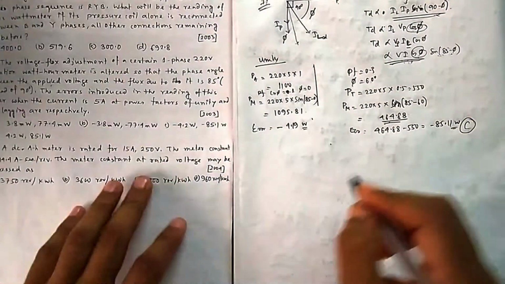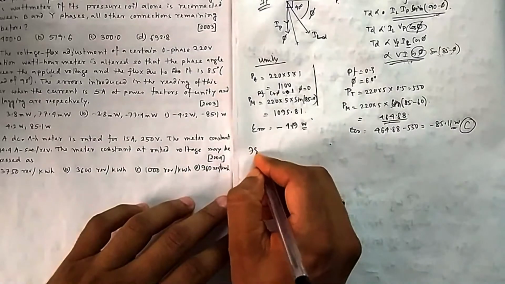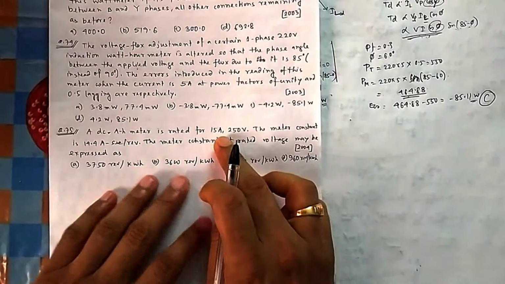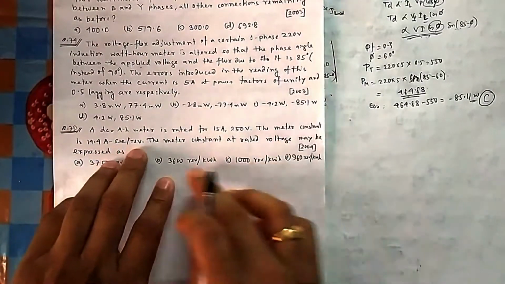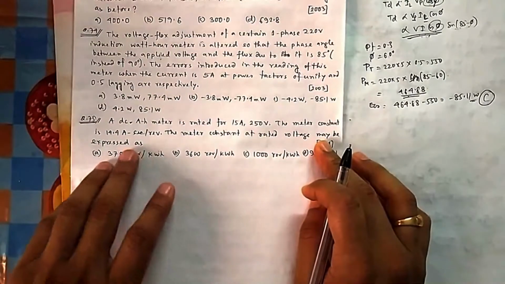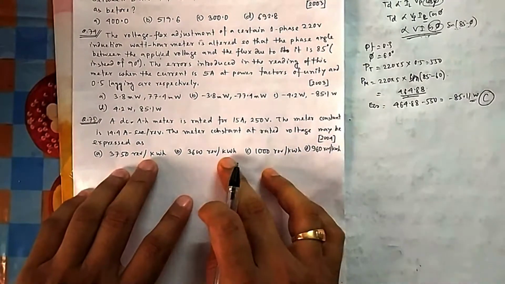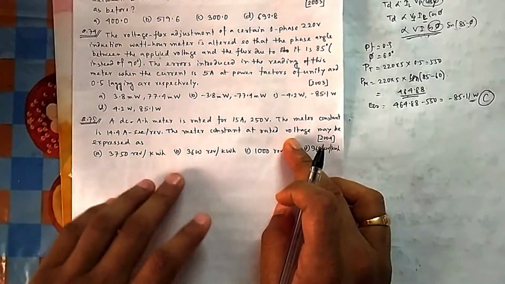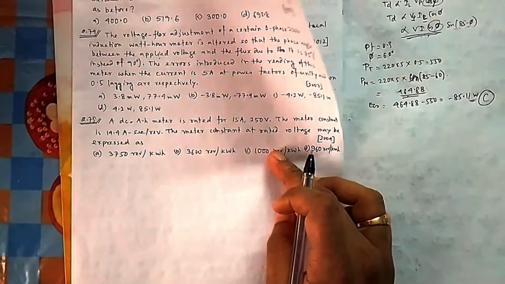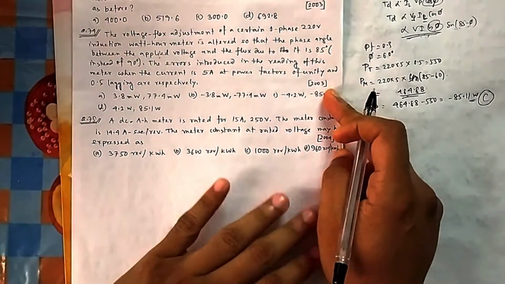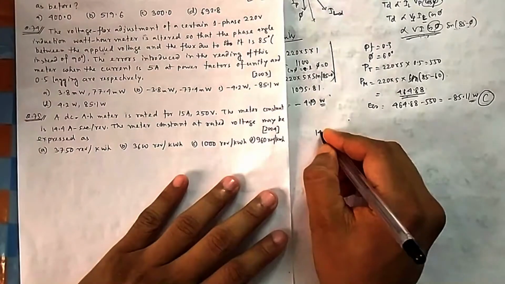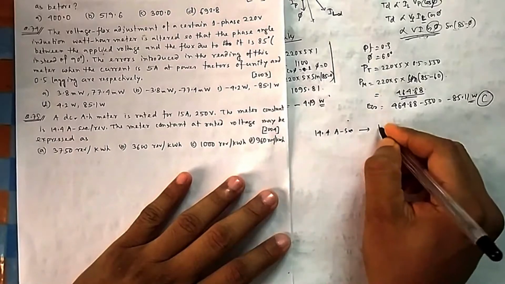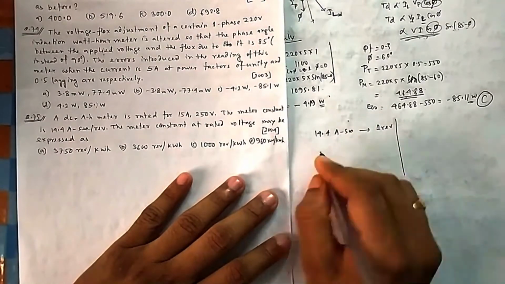I guess, option C. So if you come to 75 now, a DC ampere hour meter is rated at this much. The meter constant is given as this much. The meter constant at rated voltage may be expressed as. So you want to express that meter constant, which is ampere second per revolution, in terms of revolutions per kilowatt hour. So what does this mean? If 14.4 ampere second flows, then it will give you 1 revolution. So that is the idea.